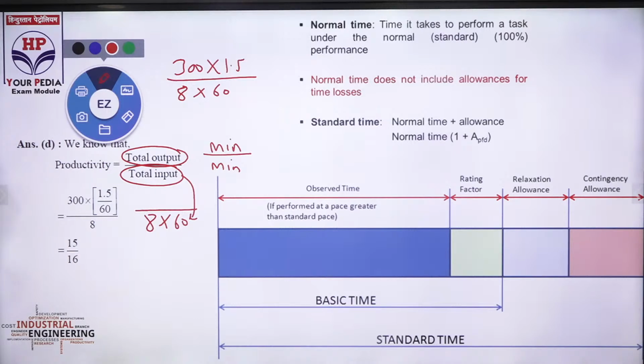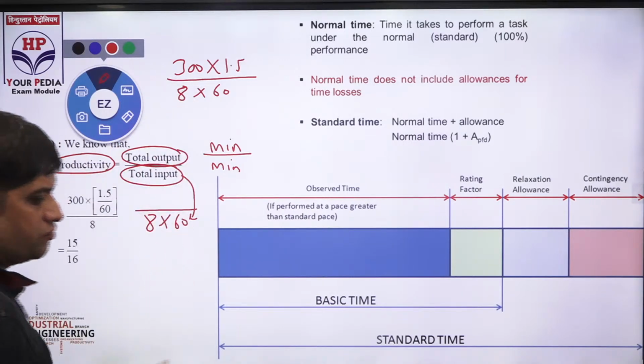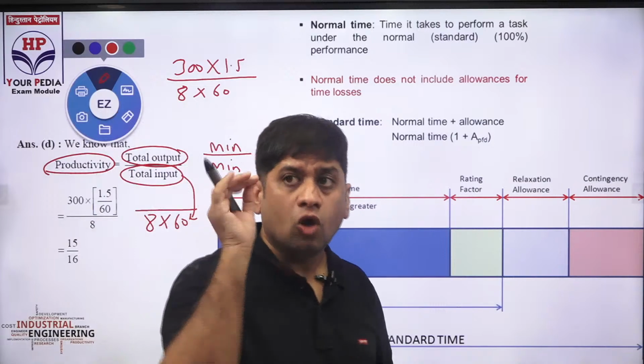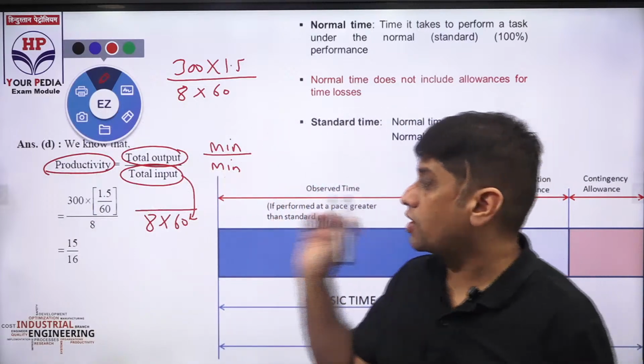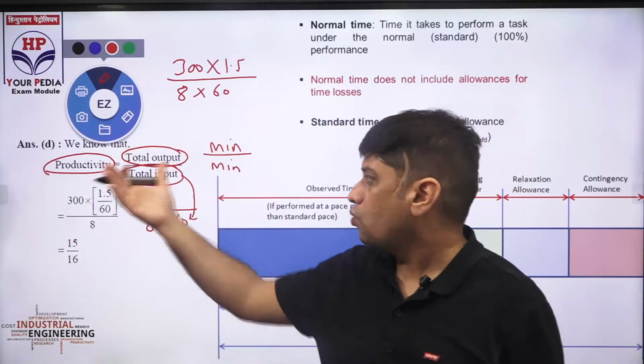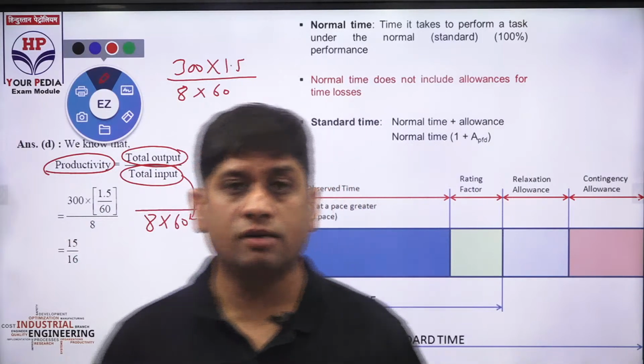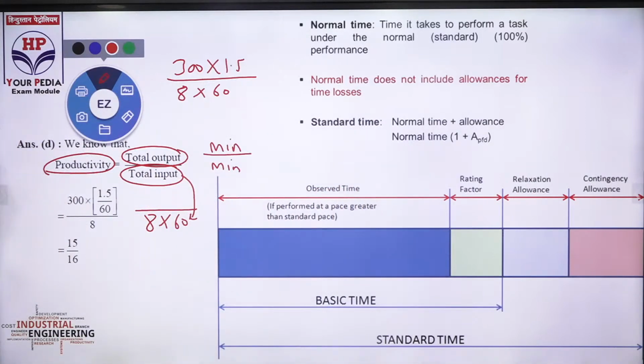So productivity actually is like efficiency. Have you not seen output over input as the formula of efficiency? Remember, productivity is like efficiency. So if somebody asks you what industrial productivity is like, you will say, sir, it is like efficiency. Industrial efficiency, productivity is like efficiency.